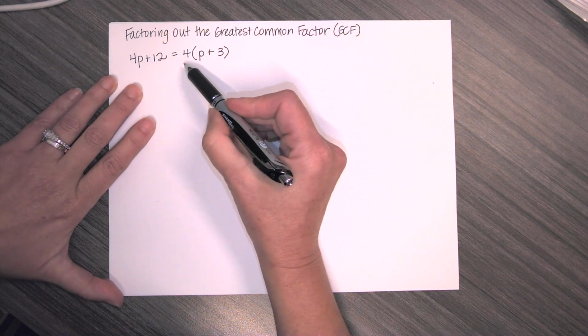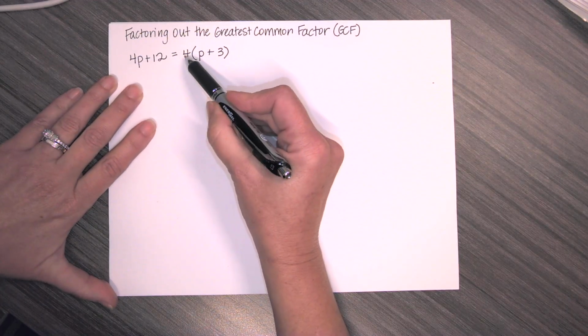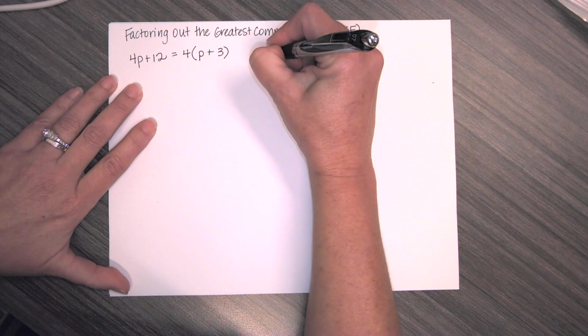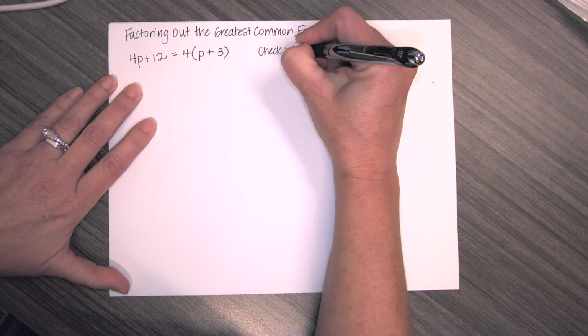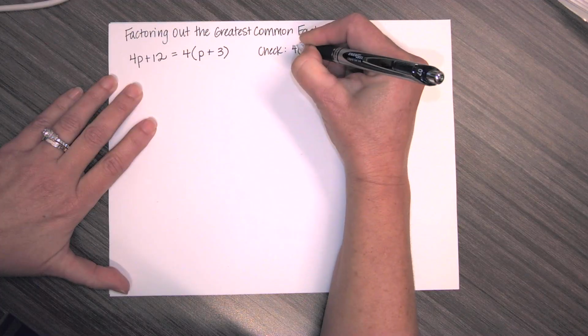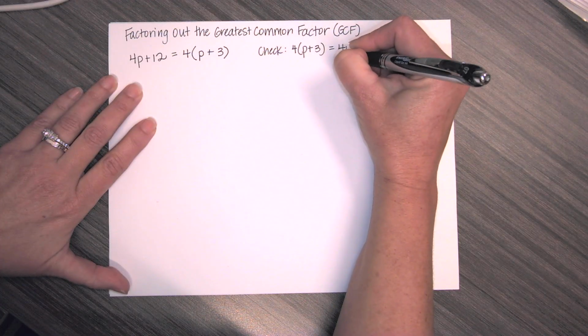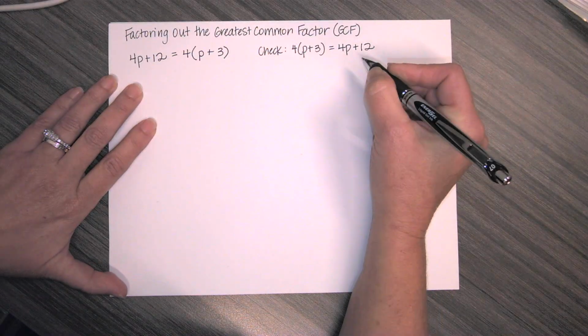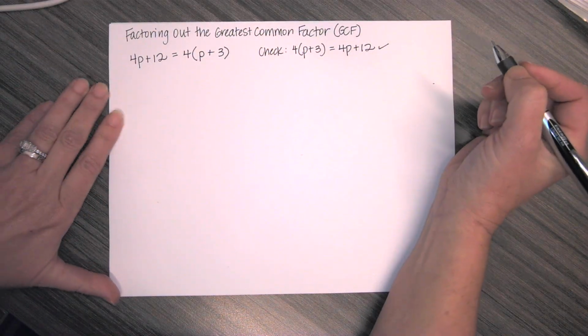Now, in order to check to make sure you did that correctly, you want to distribute this back out and make sure you get the polynomial that you started with. So if you multiply 4 times p, that's 4p, and 4 times 3, that's positive 12. And so that is correct.